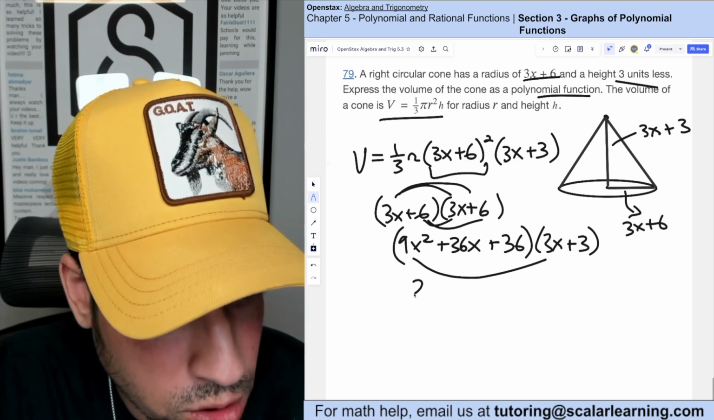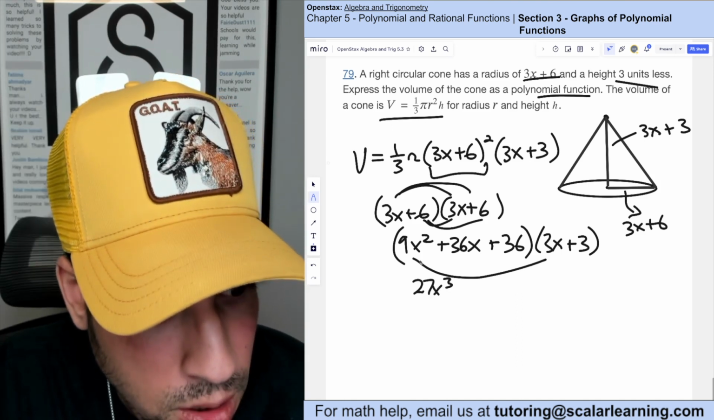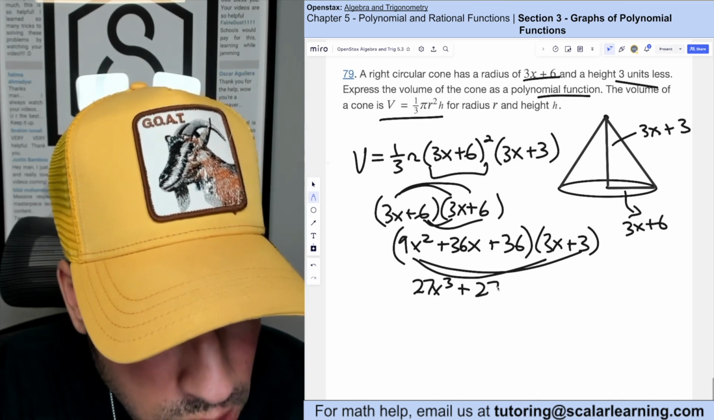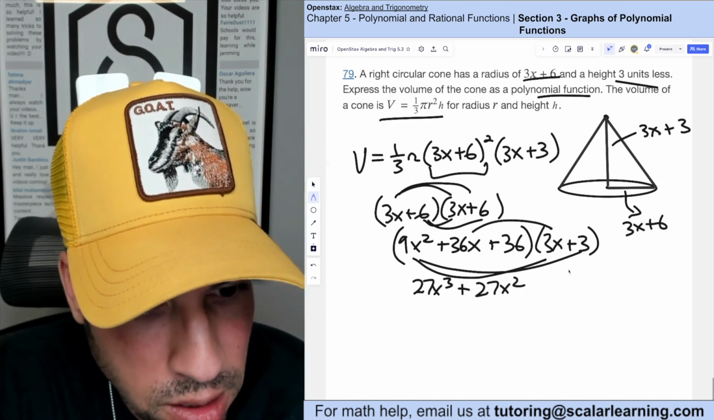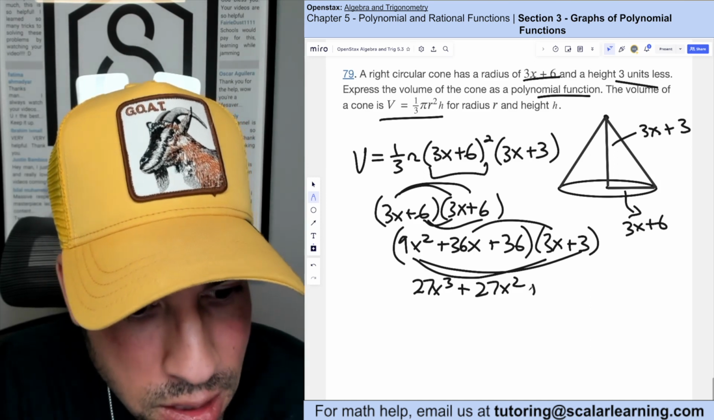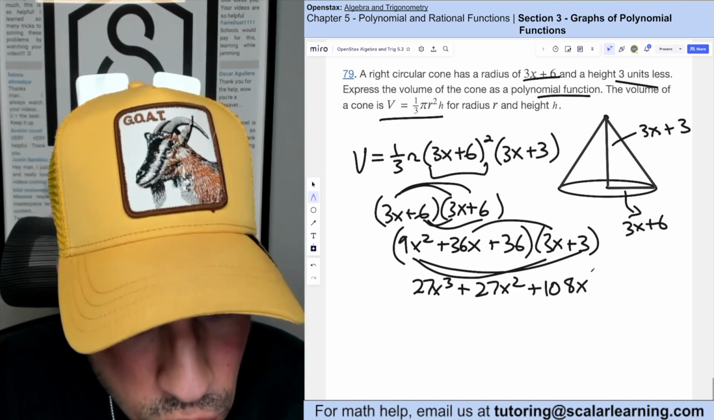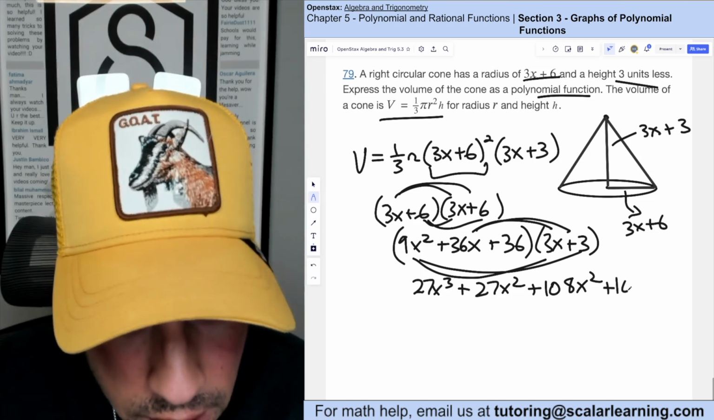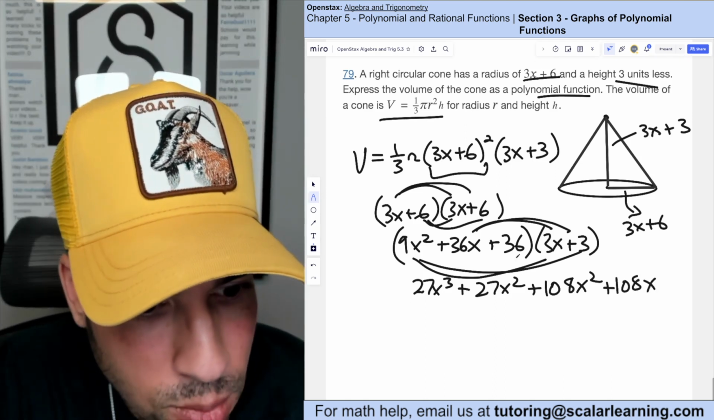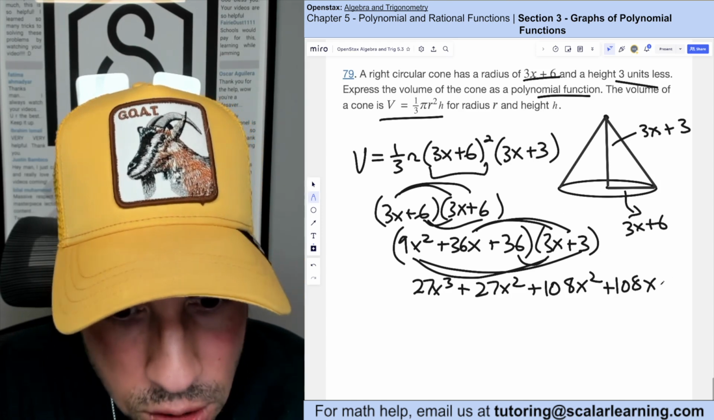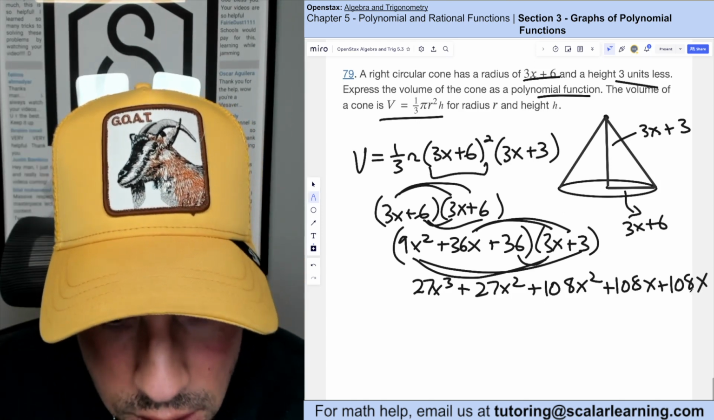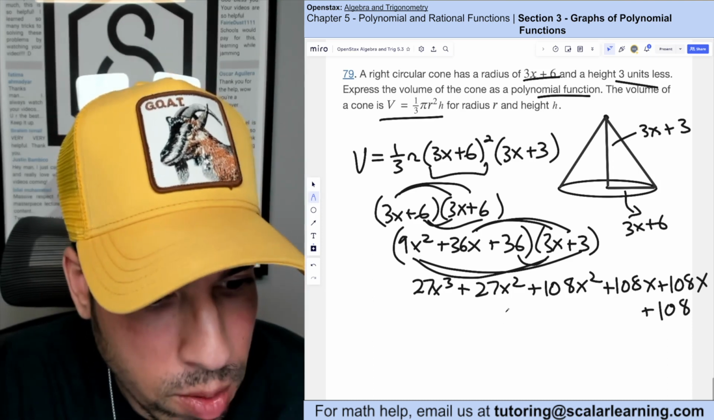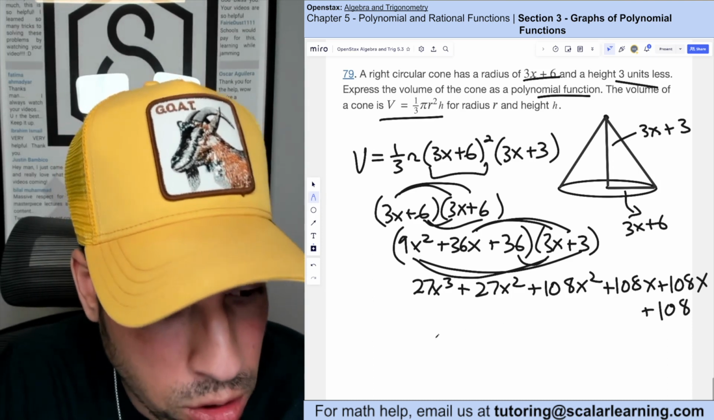9x squared times 3x is 27x cubed. 9x squared times 3 is 27x squared. 36x times 3x is 108x squared. 36x times 3 then is again 108x. And then again, we have 36 times 3x, which is another 108x, and then 36 times 3, which is one more 108. Now we're going to combine like terms, and we still got that 1/3 pi.